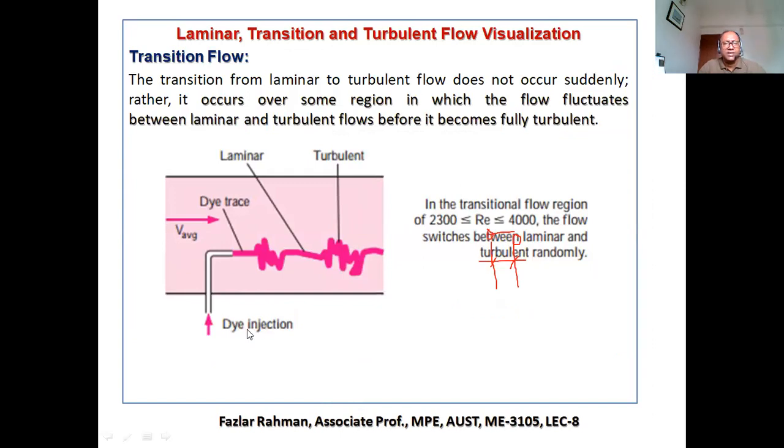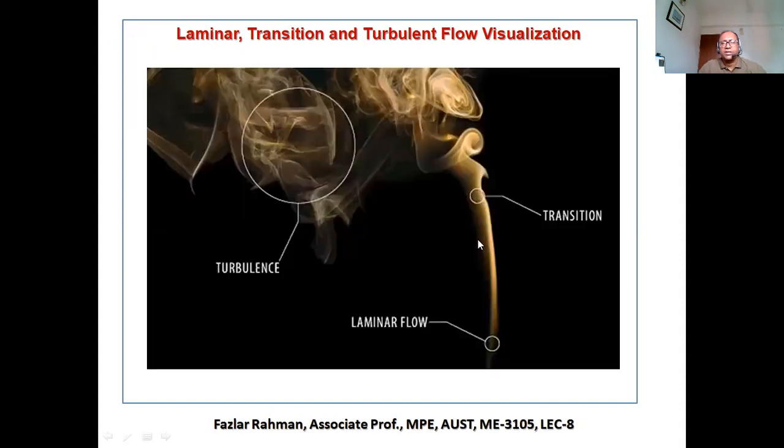Here it is showing that this is laminar. Then it becomes a little bit turbulent, again laminar. Then this small region is kind of transition. Okay. In transition flow, your Reynolds number is this much. We already discussed this, so let's go through the next slide.